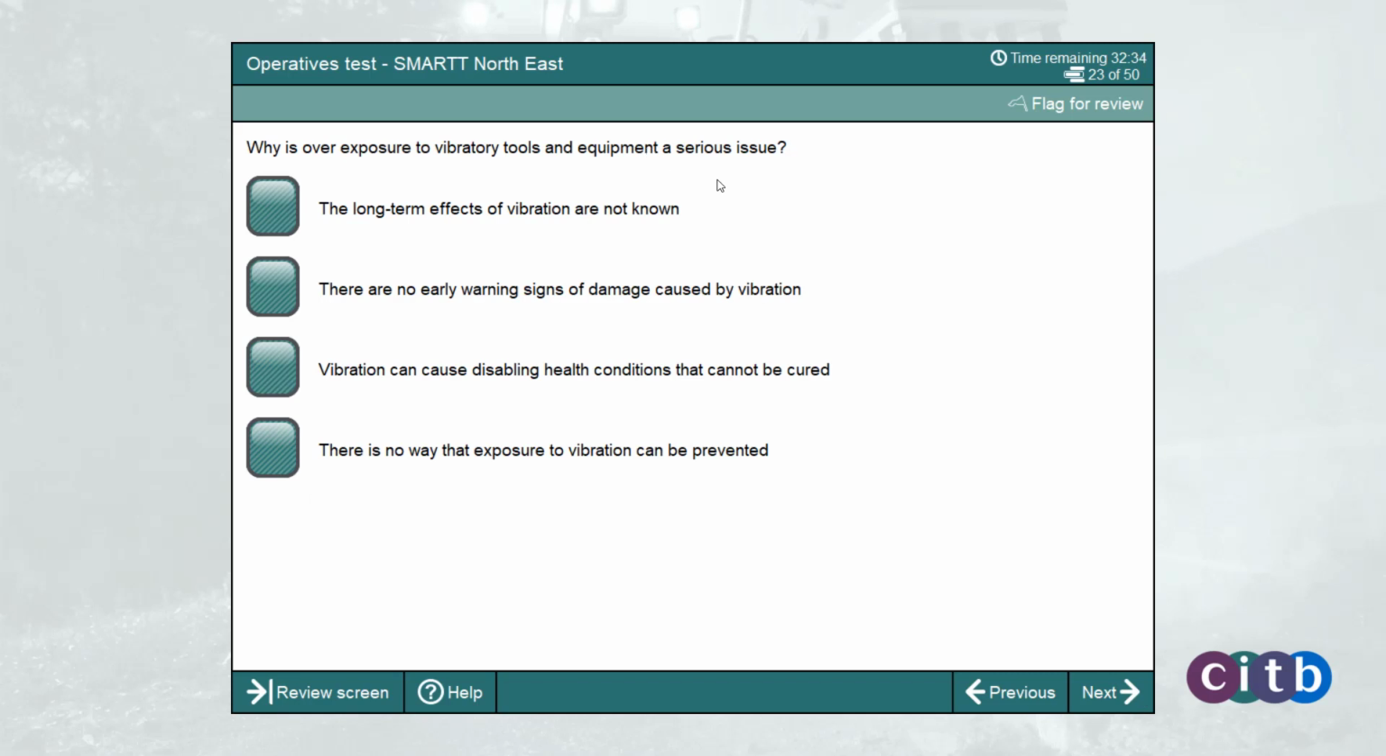Why is overexposure to vibratory tools and equipment a serious issue? The long-term effects of vibration are not known. There are no early warning signs of damage caused by vibration. Vibration can cause disabling health conditions that cannot be cured. There is no way that exposure to vibration can be prevented.